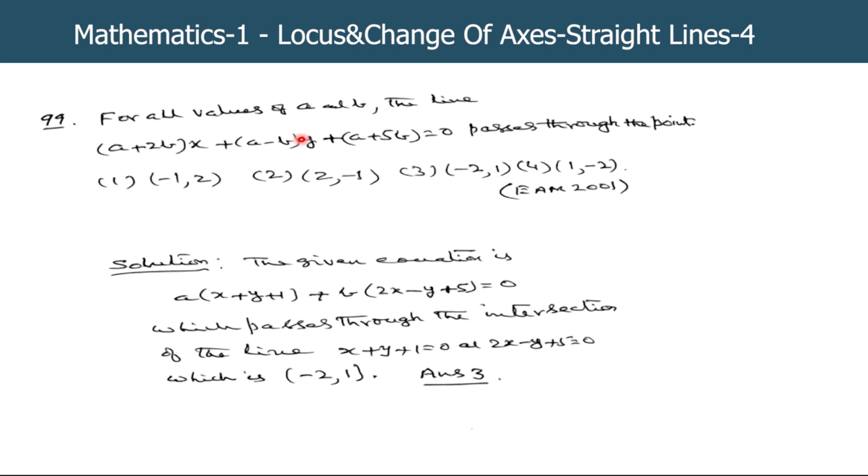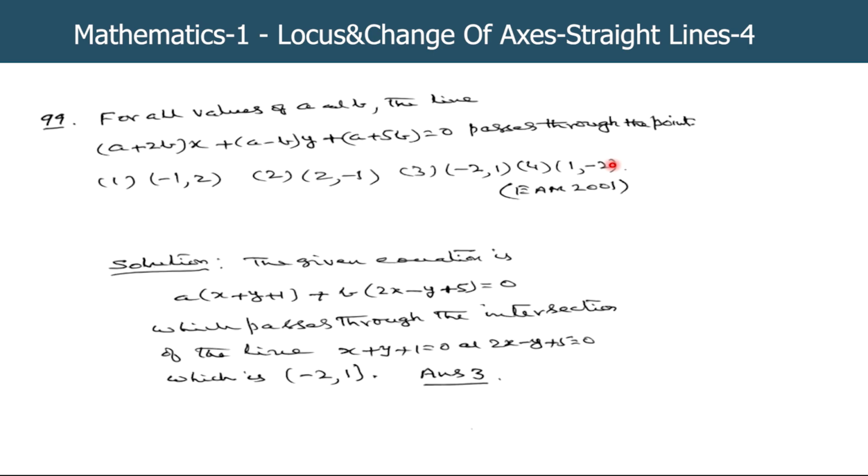99. For all values of a and b, the line (a plus 2b) into x plus (a minus b) into y plus (a plus 5b) equal to 0 passes through the point: 1, (minus 1, 2), 2, (2, minus 1), 3, (minus 2, 1), 4, (1, minus 2). One direct procedure is simply to take each of the points and substitute in the given equation. Whichever point satisfies that equation is the required point. But sometimes all points may lie on that one, so the line passes through a fixed point.